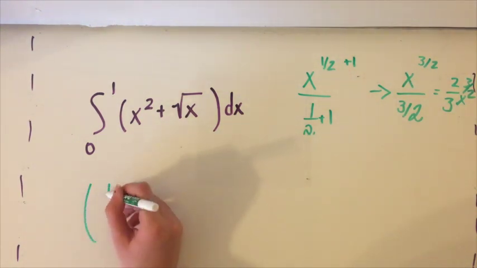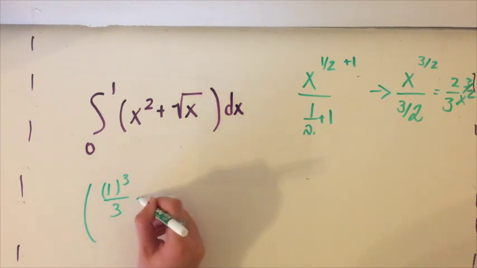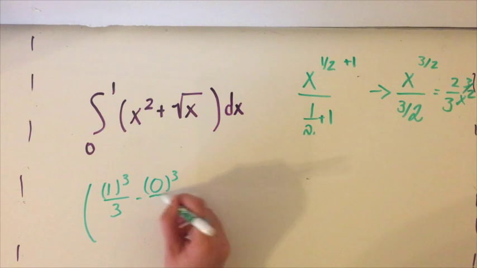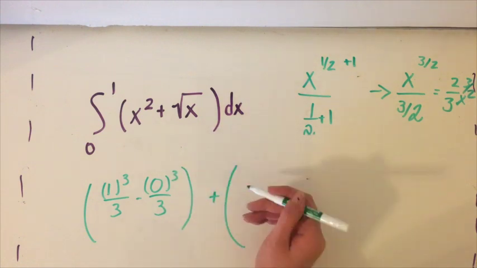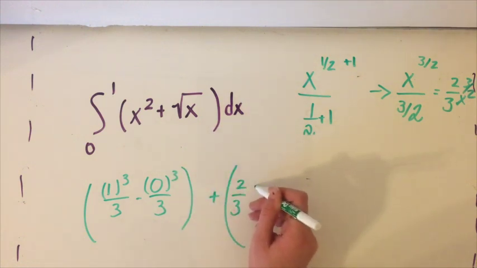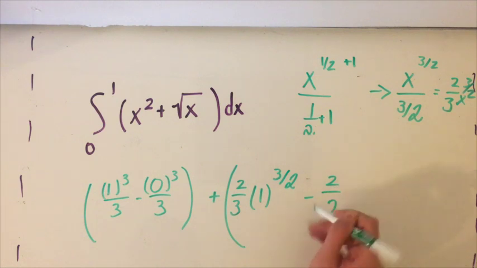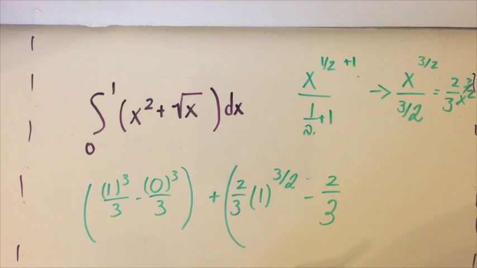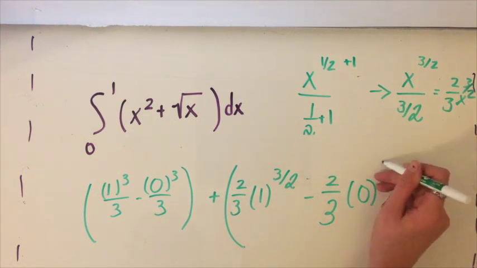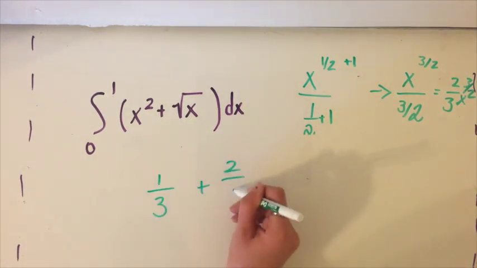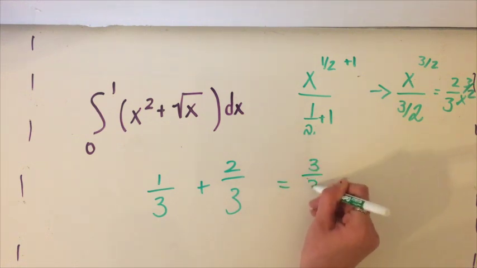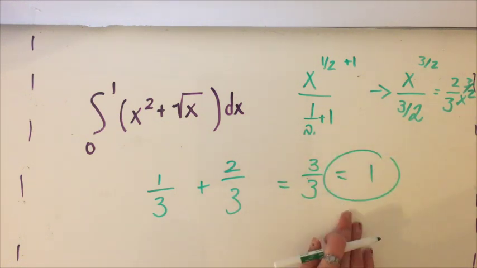So we had 1 to the 3rd over 3 minus 0 to the 3rd over 3. That was from our x squared part. And then we're going to add that to what we got from our root x part, which was 2/3 times 1 to the 3/2 minus 2/3 times 0 to the 3/2. And so you get 1/3 plus 2/3, which is 3/3, which is 1. So 1 is the answer. I know that was complicated, but that's how you do it.